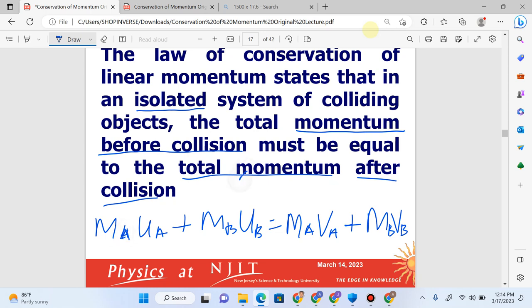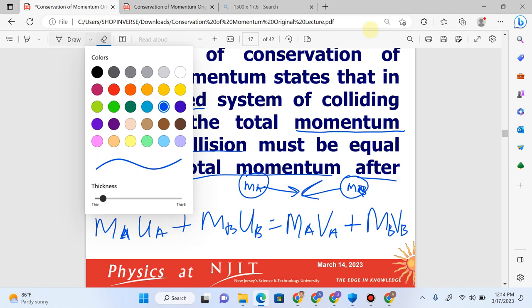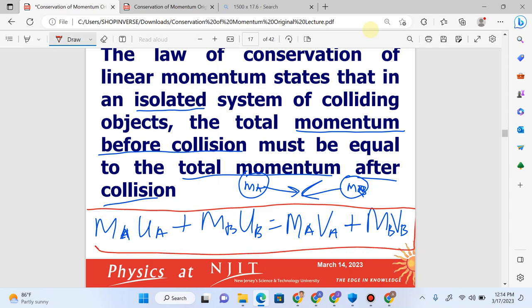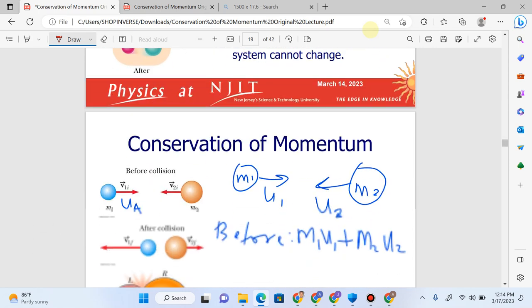Remember I said there were two objects, object A having a mass of MA and object B having a mass of MB. These two objects travel towards each other and then they collide. That means they hit each other. So this is the formula according to the law of conservation of linear momentum. This is the formula you use to solve problems involving the law of conservation of linear momentum.